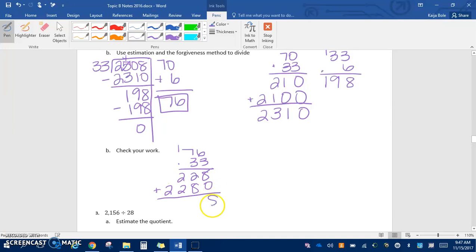So when we add these down, we get 8, this is a 0, carry the 1, a 5, and a 2. And that's what we started with originally, so check mark, smiley face. We are good to go.